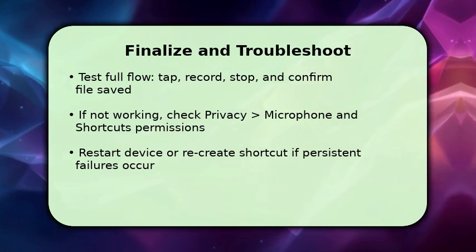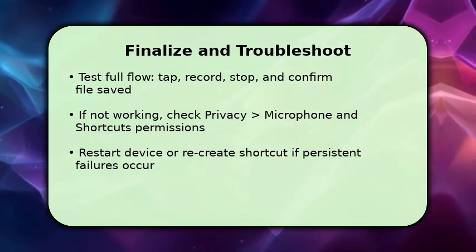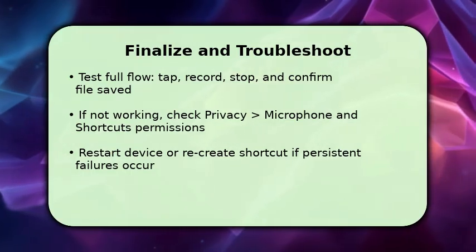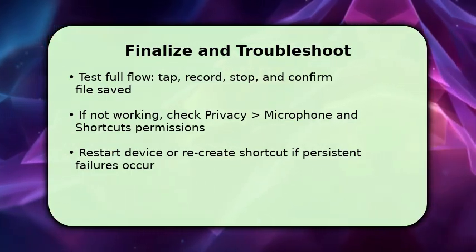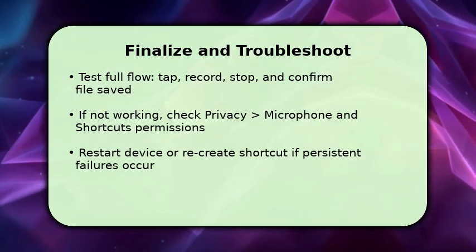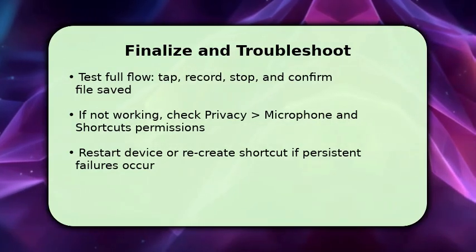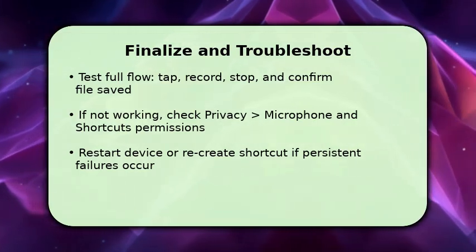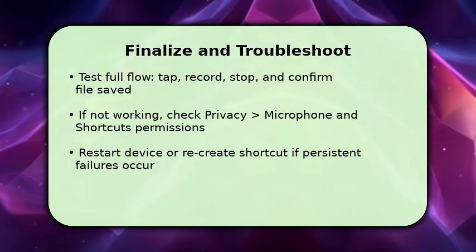If it fails, check privacy settings for microphone and Shortcuts access. Make sure Shortcuts can run without showing alerts. If taps aren't detected, toggle back tap off and on, or switch between double and triple tap. As a last resort, restart your iPhone or rebuild the shortcut. This clears stuck permissions and often resolves lingering issues quickly.